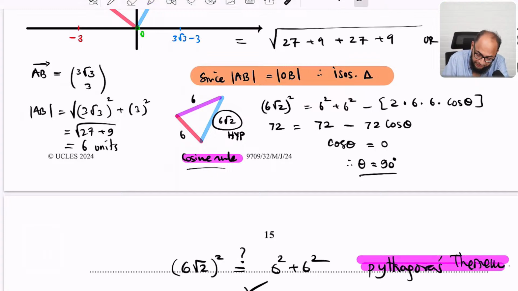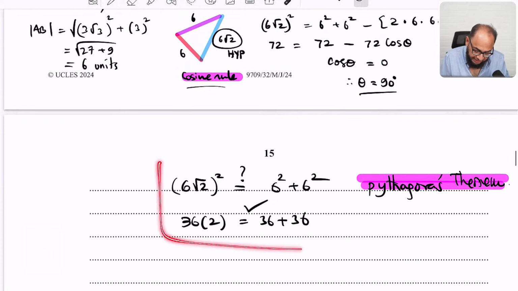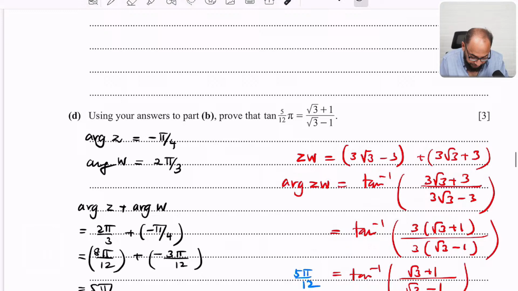So over here, 6 root 2 whole squared is 6 squared plus 6 squared minus 2ab cosine theta. Since this is 0, cosine of theta is 0, which means theta is 90 degrees. So this is also good. Naturally, this is shorter and sweeter.